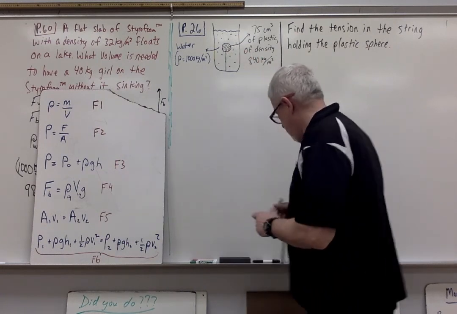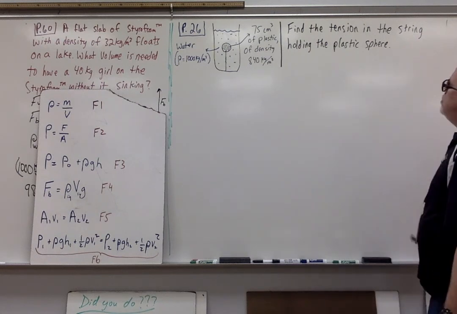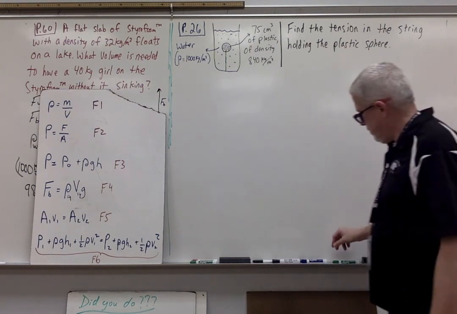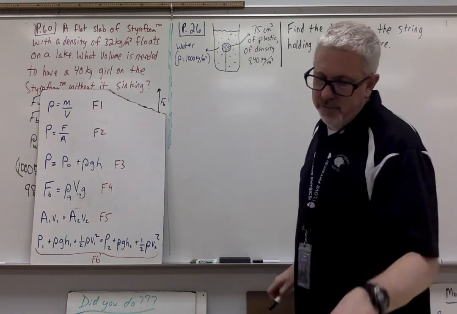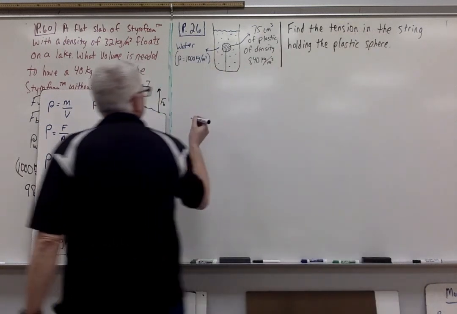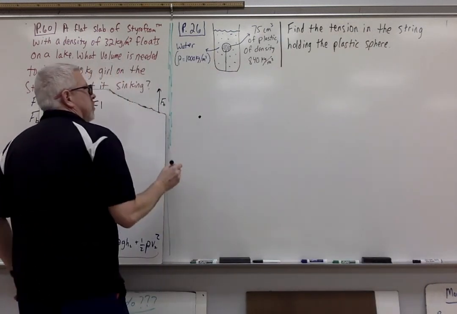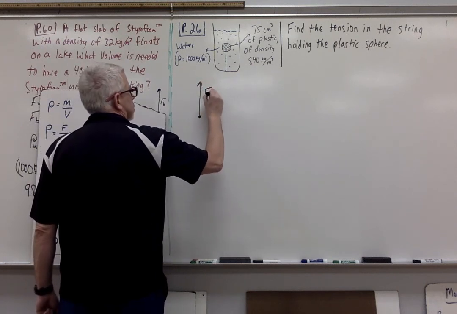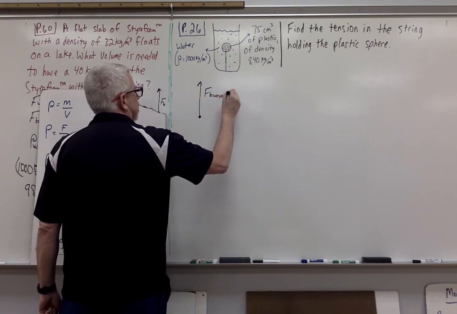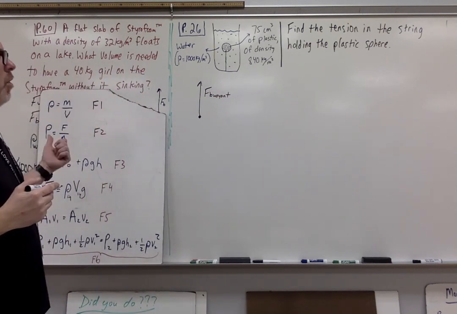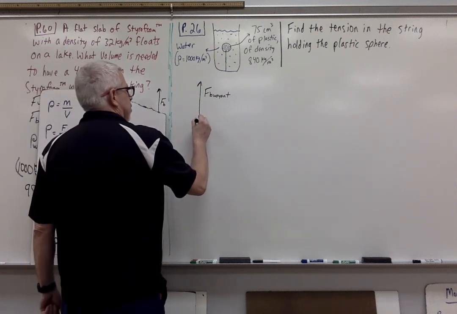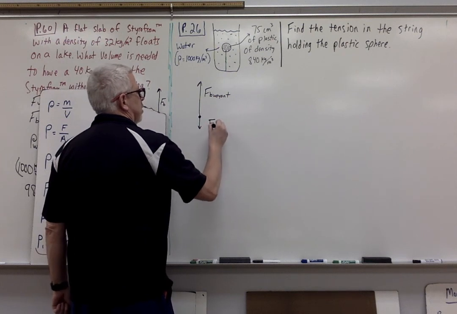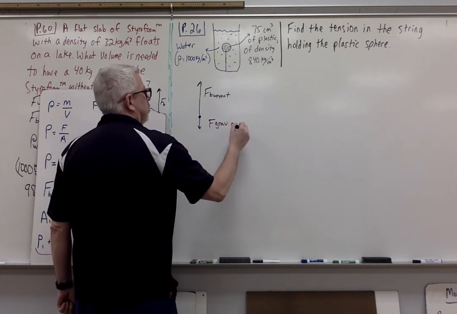That is a little bit better right there. We want to find the tension in the string that's holding this plastic sphere. So in this case, once again, I'm going to think about a free body diagram. I've got a force upward. That's a buoyant force, which is really the weight of the water, or the water acting on the plastic sphere. I've got a force downward, which is going to be the force of gravity on the plastic.